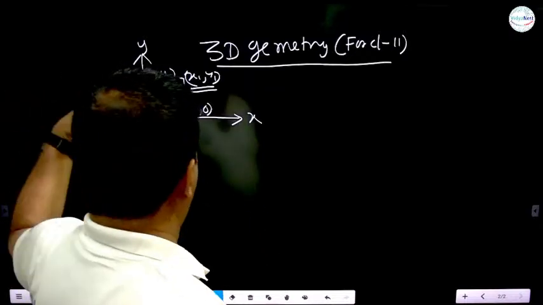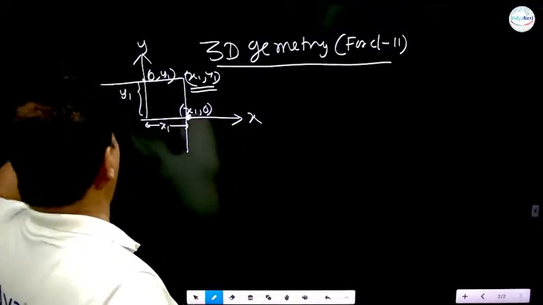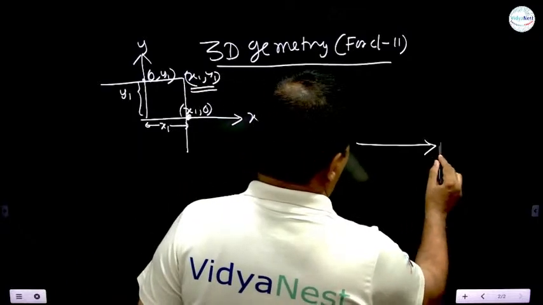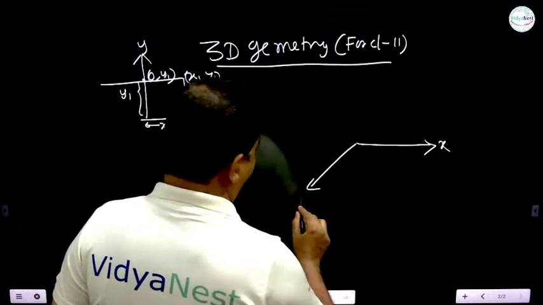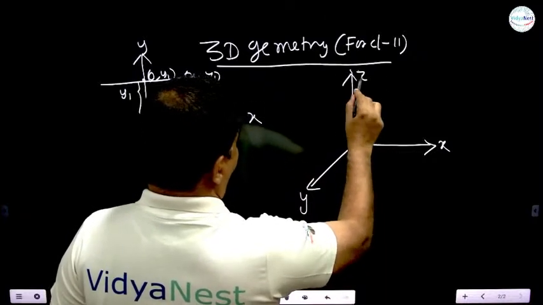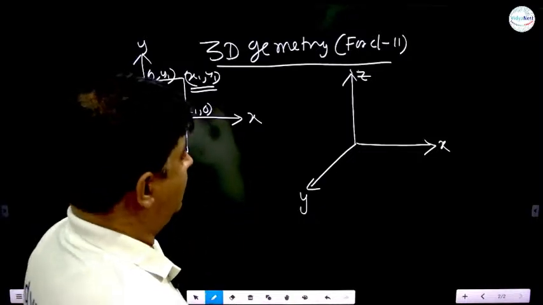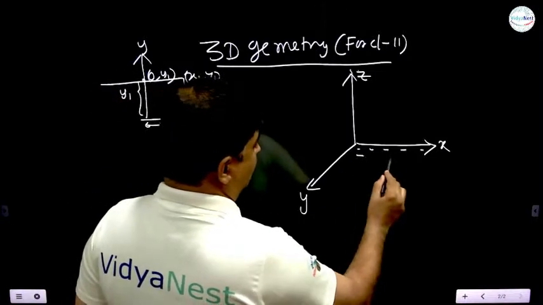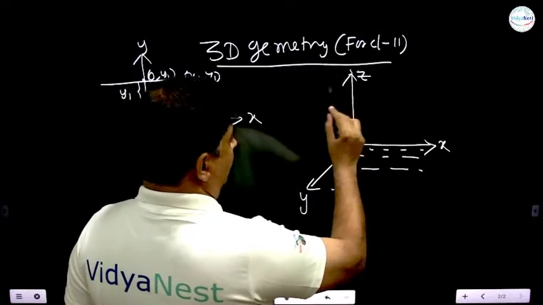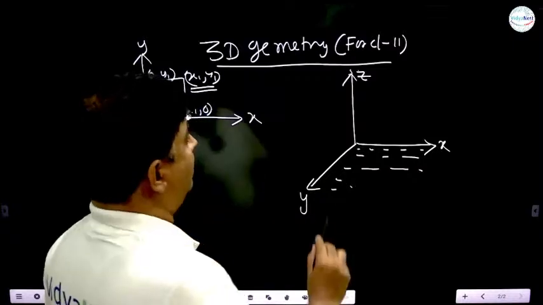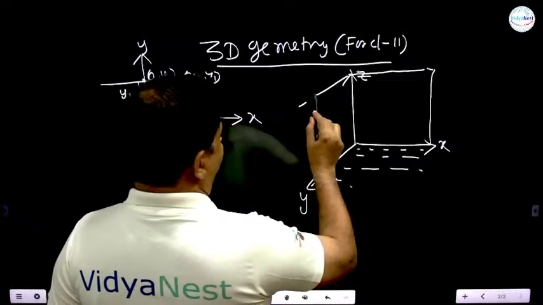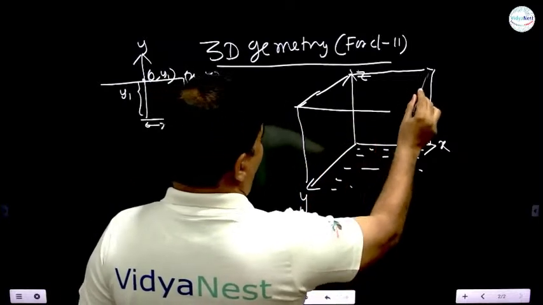Now we will skip. We'll increase one dimension. What? X, y, and z axis. See, this is the plane surface xy. This is the height. If you draw one cube or cuboid, you will get a proper figure of a 3D.